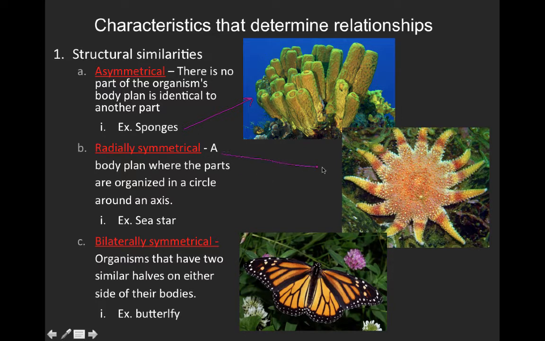We have something that is radially symmetrical, like this sunflower sea star. It's symmetrical around in a circle or around this central axis. And then we have bilateral symmetry. An example would be this butterfly, and a lot of animals are bilaterally symmetrical. So we can see there's definitely some symmetry here, and there's definitely symmetry in a radial fashion here. So we have symmetry in any direction.